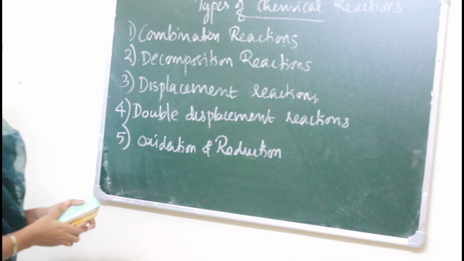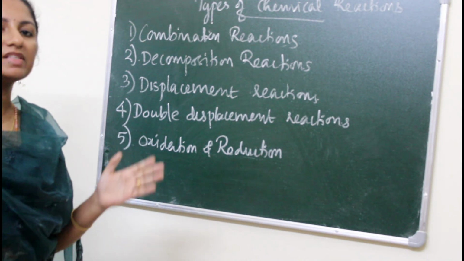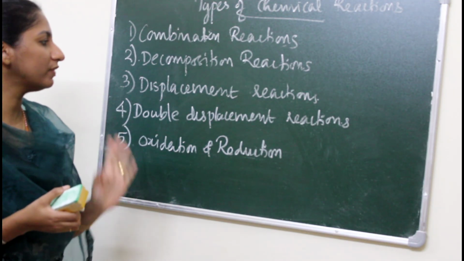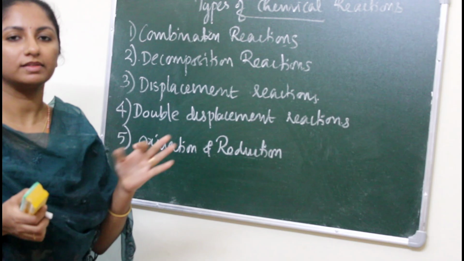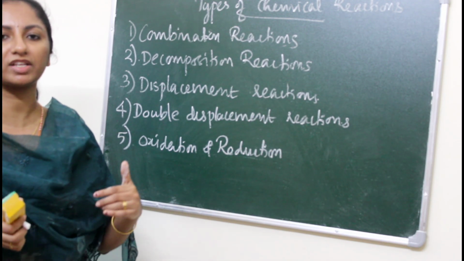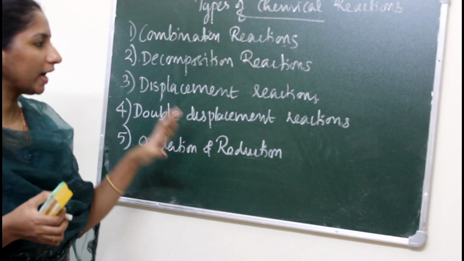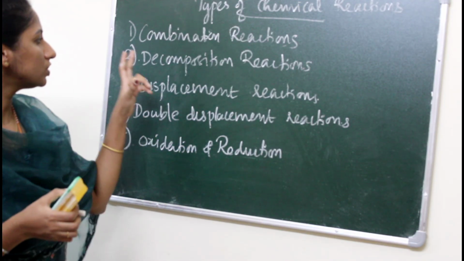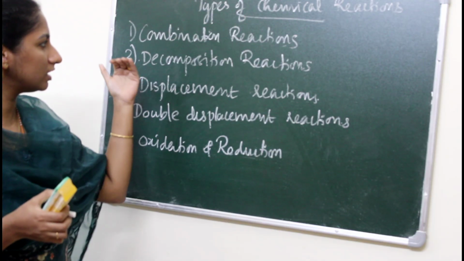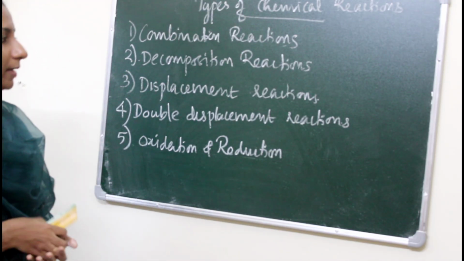So these are the types of chemical reactions. First one is combination reaction. Second one is decomposition reaction. Third one is displacement reaction. Fourth one, double displacement reaction. The last one is oxidation and reduction, or redox reactions. Okay, so these are the main 5 types of reactions within chemistry. We are just giving some introduction about these reactions in this section.